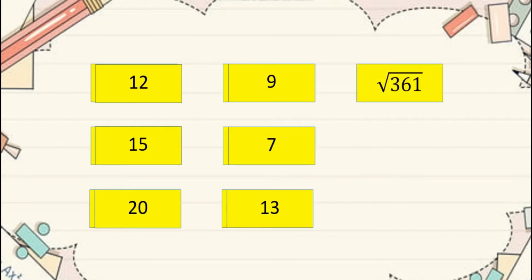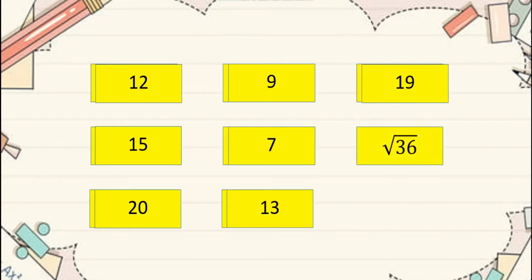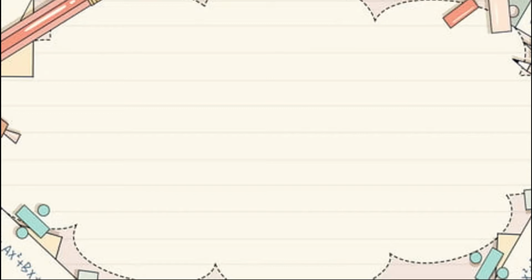The number multiplied by itself equals 361 is 19. How about the square root of 36? Yes, it is 6. And the square root of 64 is equal to 8. So how do we get the estimated square root of a number?